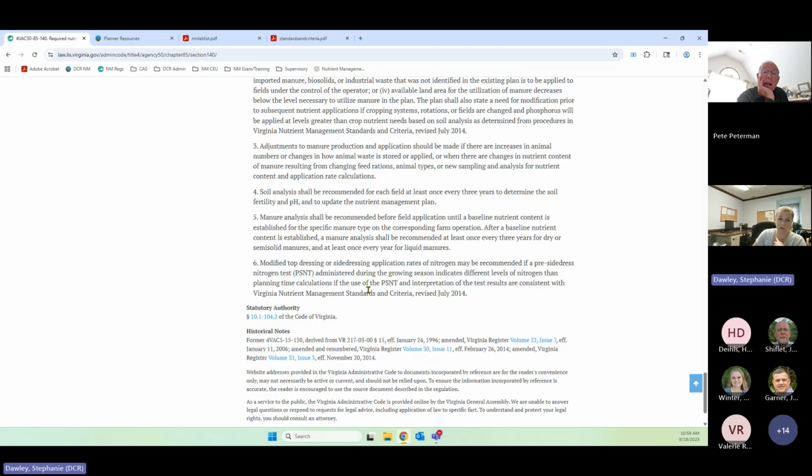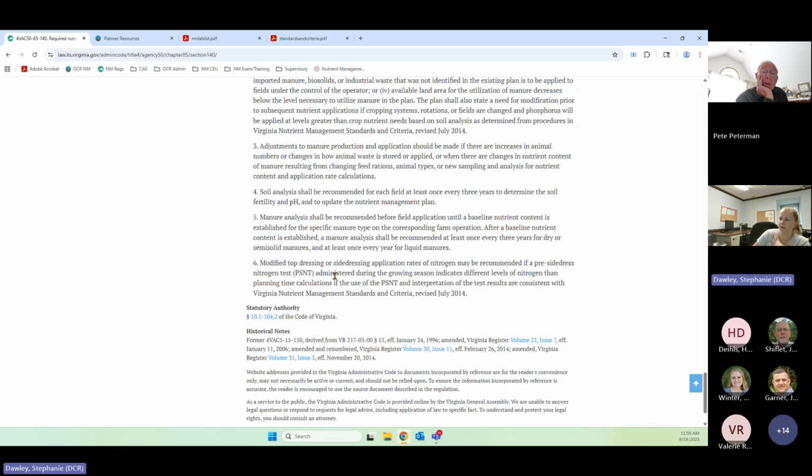This is just us if it's not a permitted plan. If it is a permitted plan, there will be requirements written in there that they have to be taken every 3 years for dry and once every year for liquid, as part of that permitting too.